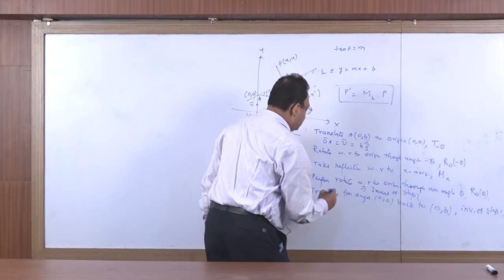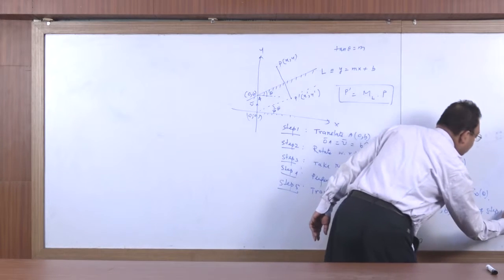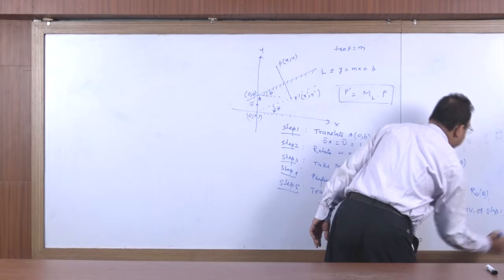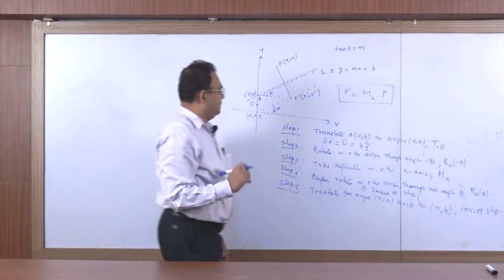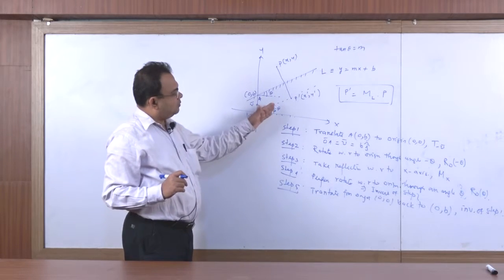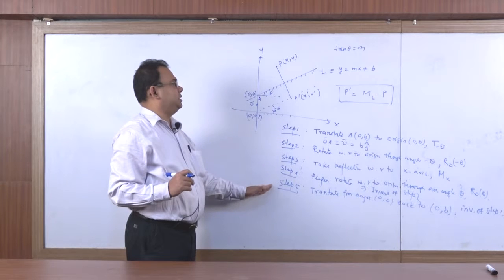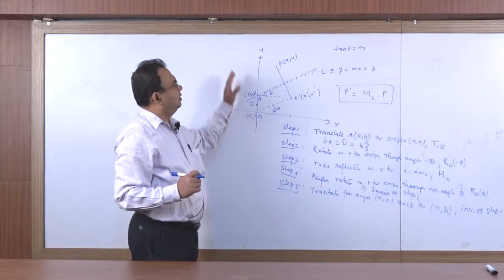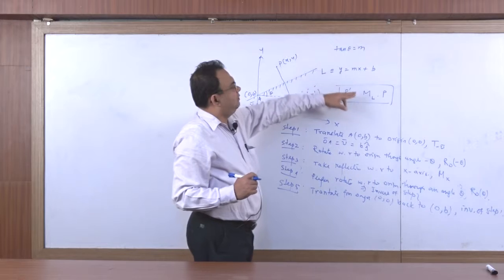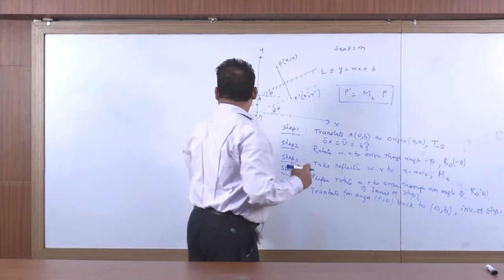So this operation is denoted by TV, because this is translation along V. If you perform these operations in sequence, then we will get the mirror reflection operator ML. So how can this be obtained?